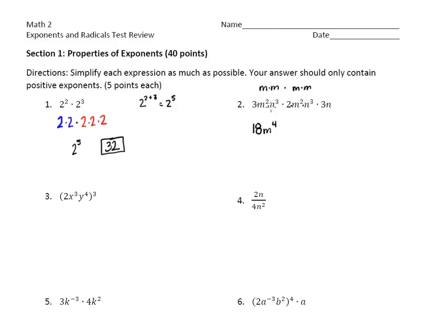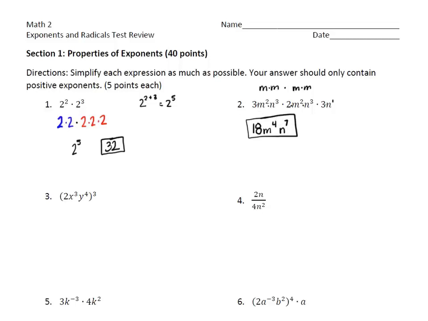The n's, I've got 3 of them multiplied by 3 more, multiplied by 1 more, right? So there's actually a 1 right here. So 3 plus 3 plus that invisible 1 makes 7. So it's n to the 7th power.